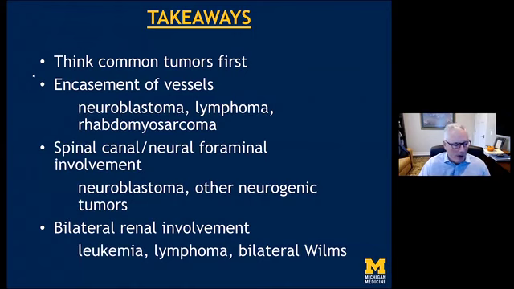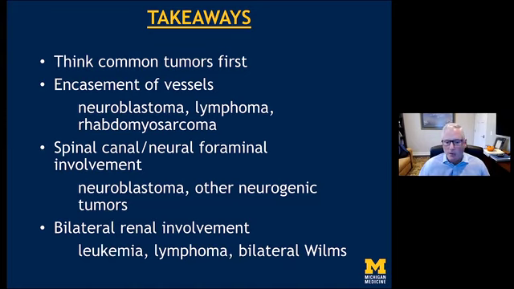So what are the takeaways from what we talked about today? The first thing is think common tumors first. We know that the most common ones we see are neuroblastoma and Wilms tumor. We mentioned a couple of other things, including lymphoma in the slightly older patients. If you see encasement of vessels and elevation of vessels like the aorta off of the spine, think about neuroblastoma. Lymphoma and rhabdomyosarcoma can also do that.